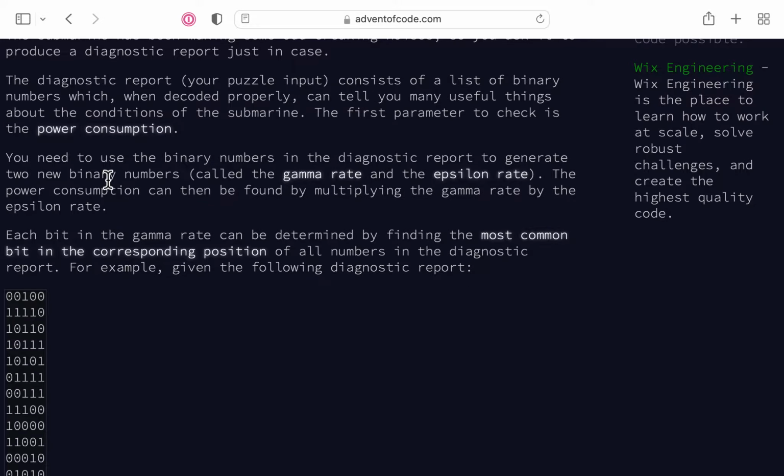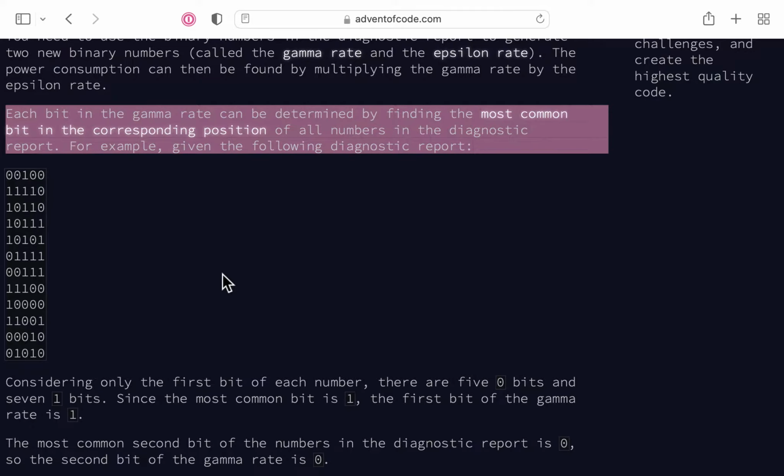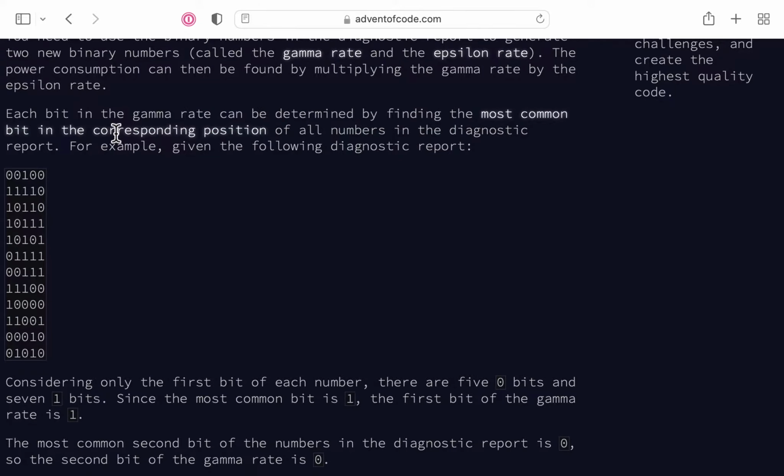Use the binary numbers in the diagnostic report to generate 2 new binary numbers called the gamma rate and the epsilon rate. I'm already like, I don't know what any of this means, but I'll do my best. The power consumption can then be found by multiplying the gamma rate by the epsilon rate. Okay. Each bit in the gamma rate can be determined by finding the most common bit in the corresponding position of all numbers in the okay, what?